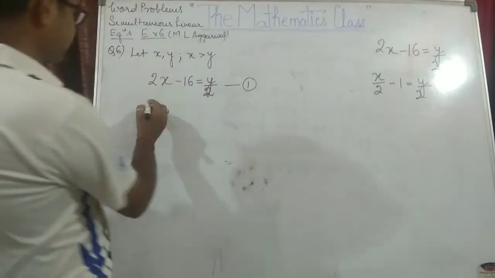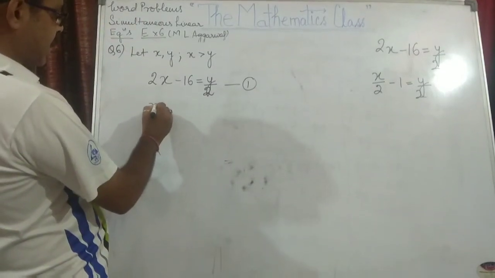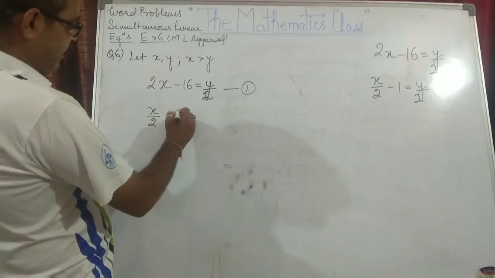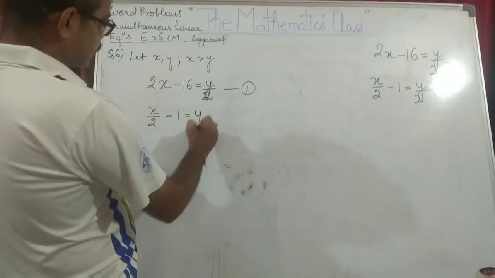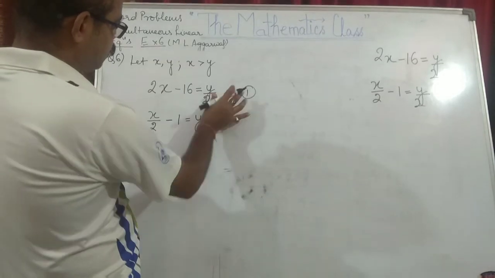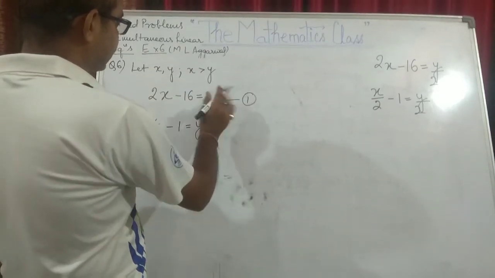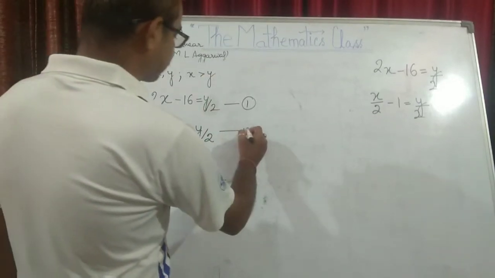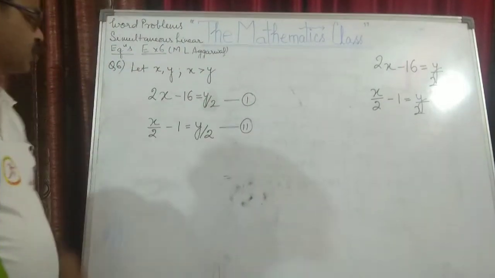So in the second question you can say if from the half of the greater number 1 is subtracted, result is again y by 2. Result was again y by 2. This is the second equation. Now simply you have to solve them.